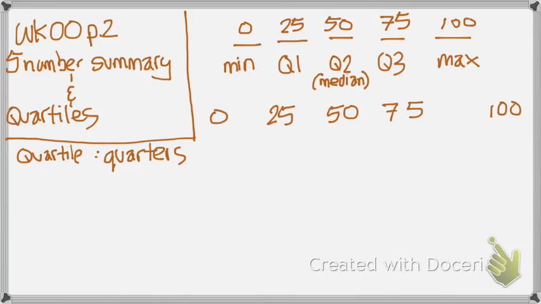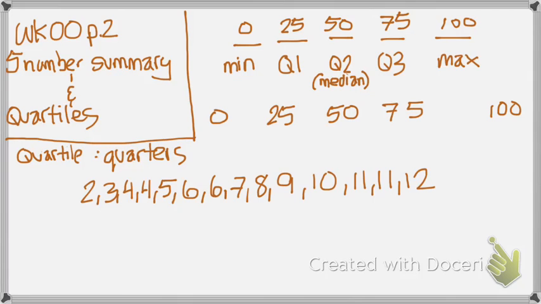Now, it's not always that easy because it's not always in terms of money. So let's say we have a set of data, so go ahead and copy this down. So in this data set we have 2, 3, 4, 4, 5, 6, 6, 7, 8, 9, 10, 11, 11, and 12. Now in this data we want to be able to find our 5-number summary. So we want to be able to find our minimum, our quartile 1, quartile 2, Q3, and our max. So these are our 5 numbers for our summary.